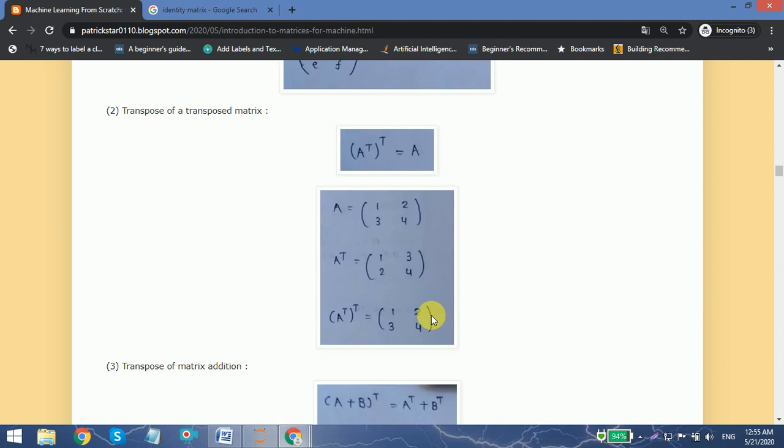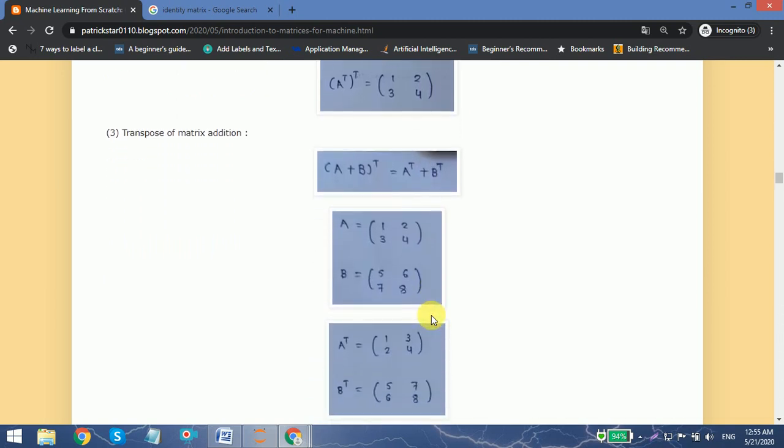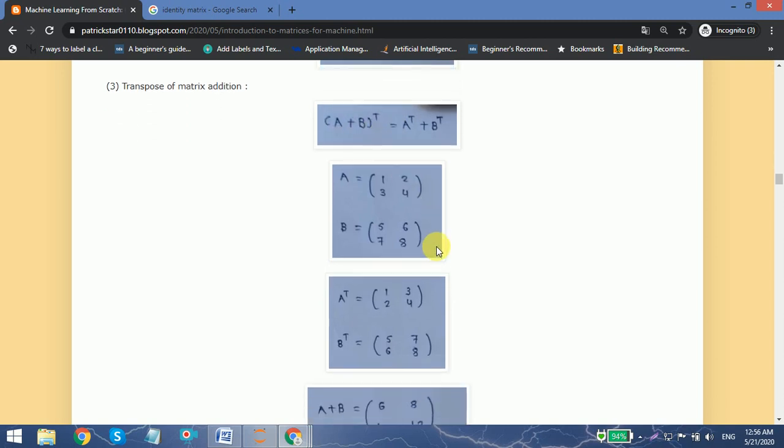Okay, so I think it is easy to understand. So moving forward to the third point, that is transpose of matrix addition. Sometimes we have operations like this, where we have addition of matrices and then we have to transpose it. Then it is very easy to understand that we just transpose both of the matrices and add them, and it will be the same result. Okay, so let's check it.